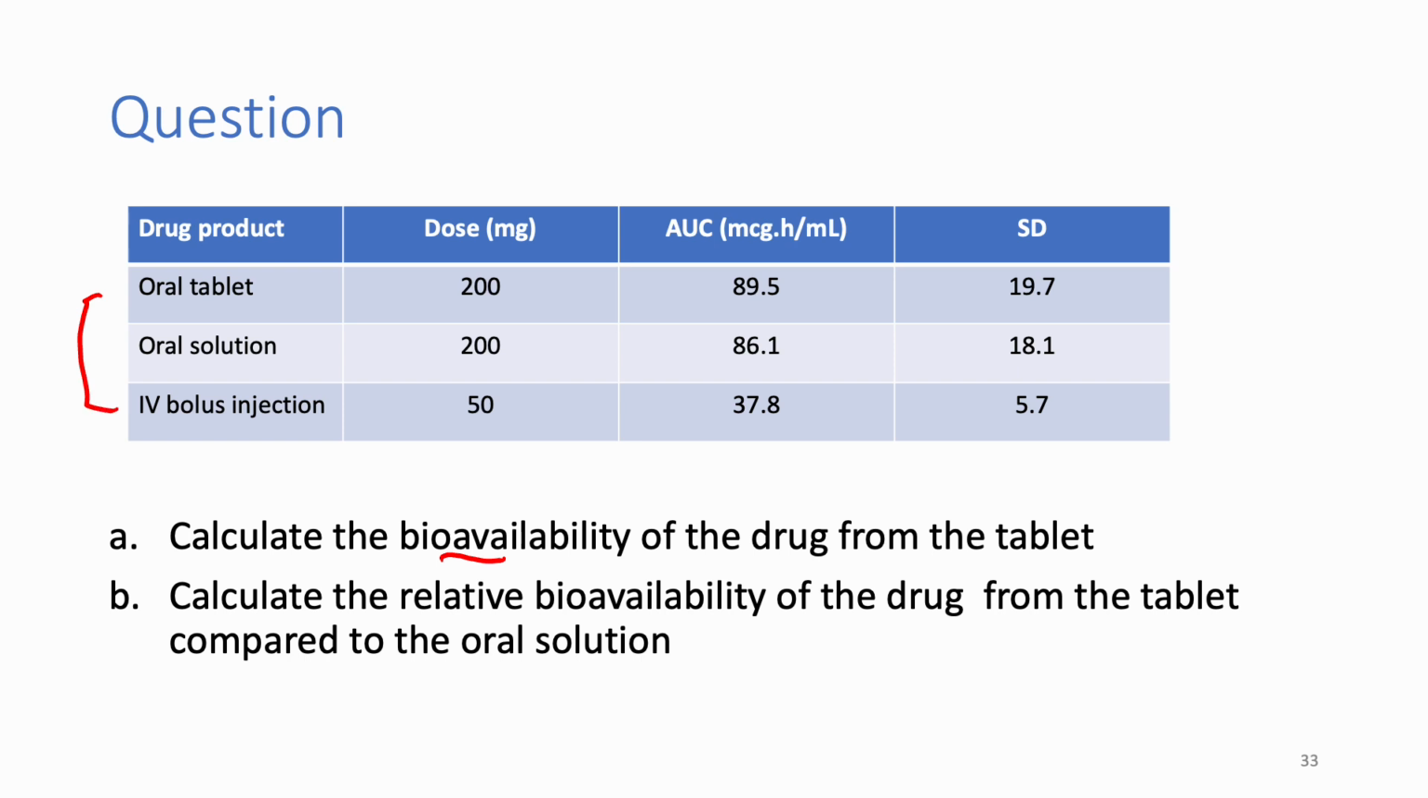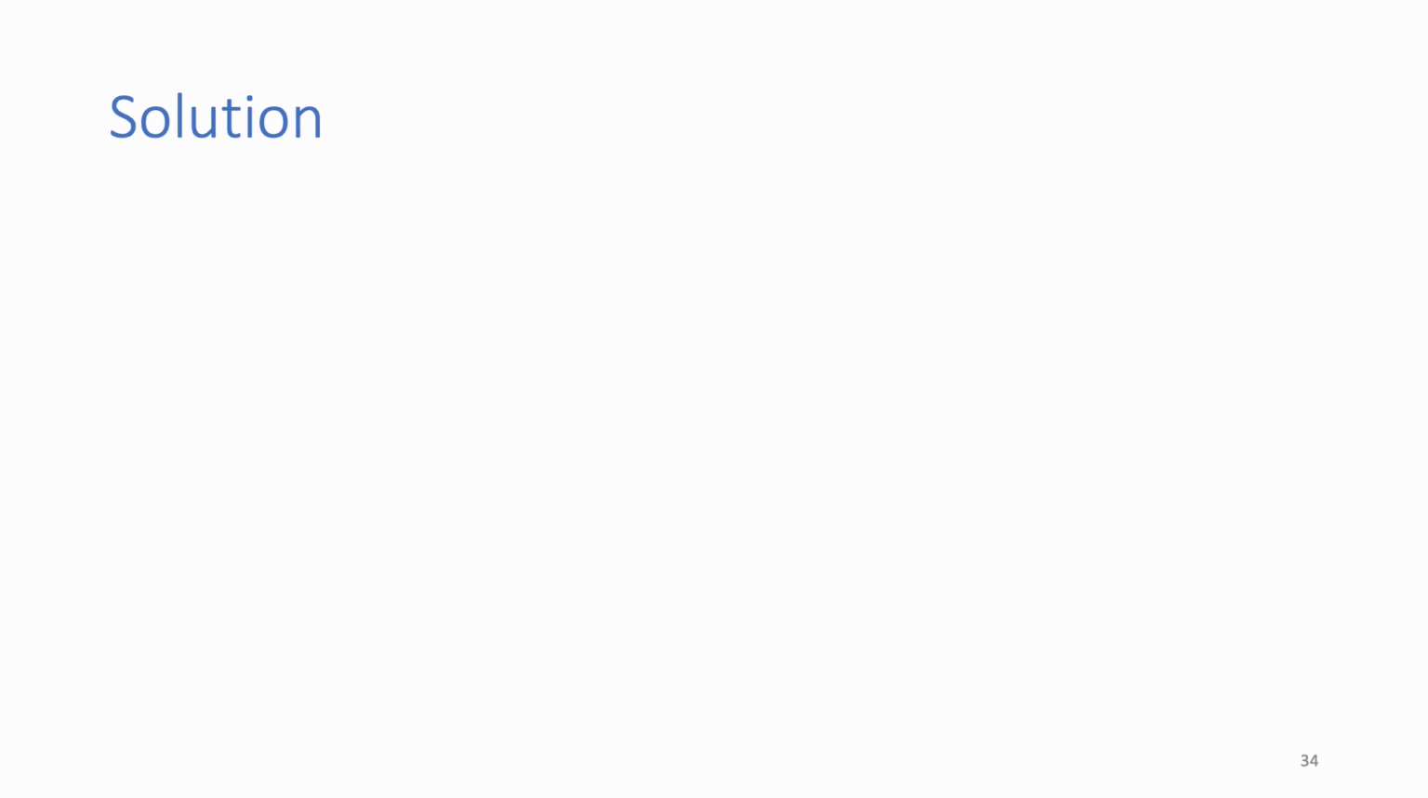The second is the relative bioavailability of the drug from the tablet compared with the oral solution. In this case, remember you compare the tablet with the oral solution. The oral solution will be the reference drug, and the oral tablet will be the testing drug. So remember this. And here you have different AUC values, and you can use the AUC to calculate.